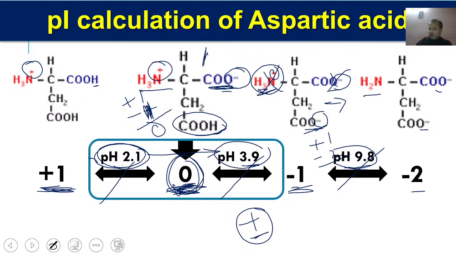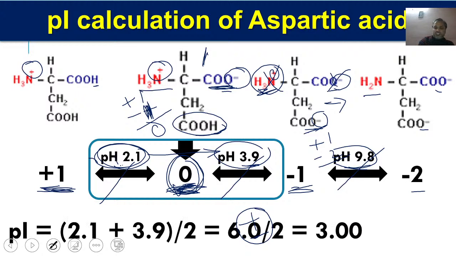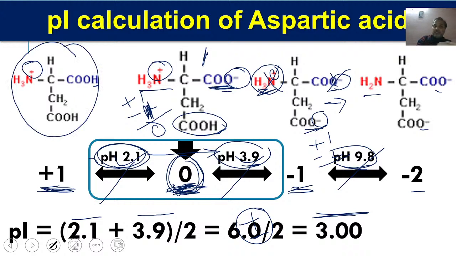So what we will do, we will take the average of those two pH between which the Zwitterion exists. The Zwitterion exists between 2.1 and 3.9. We have taken the average of those two particular pH, and the value we have got is 3. It means this amino acid's isoelectric pH is 3, meaning at pH 3 it will be in the electrically neutral form, it will exist in the Zwitterion form.